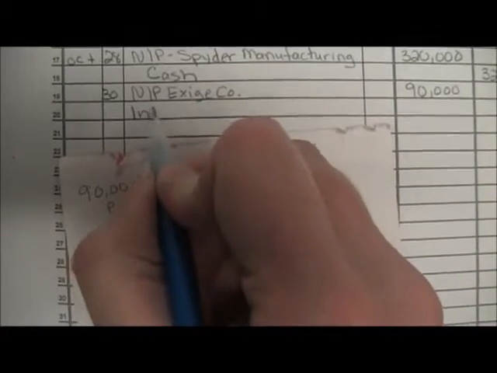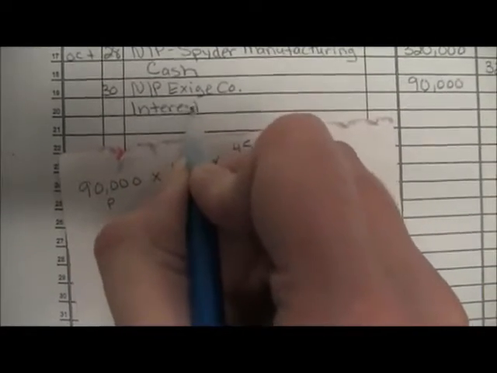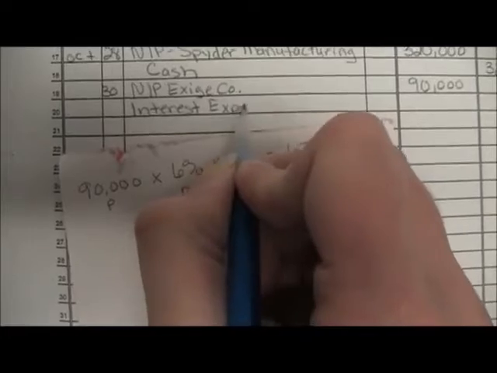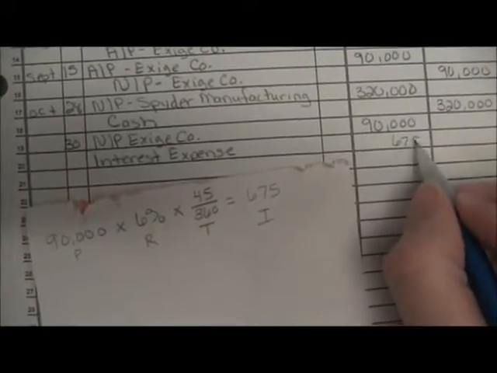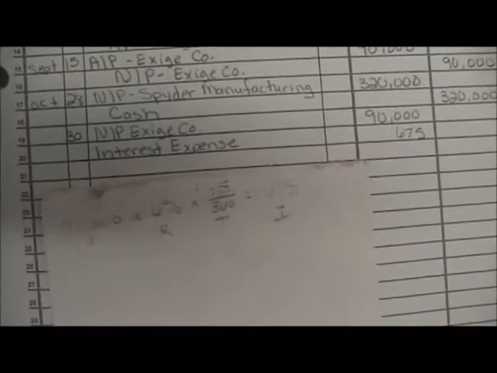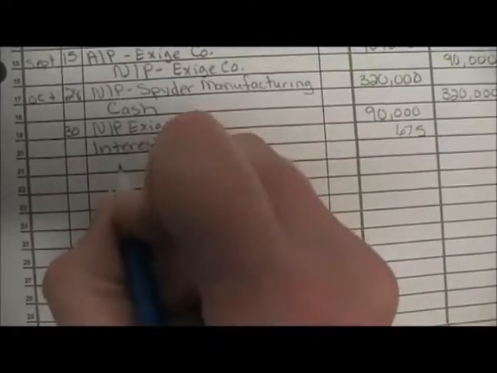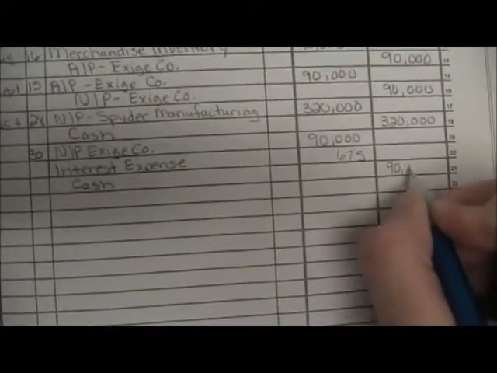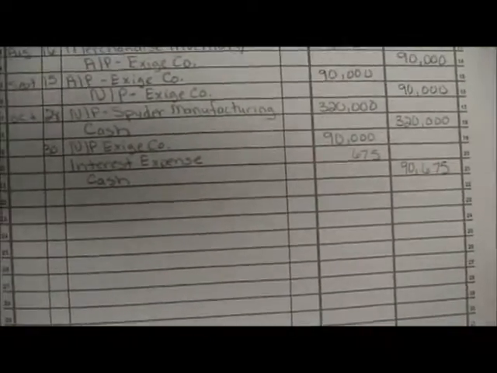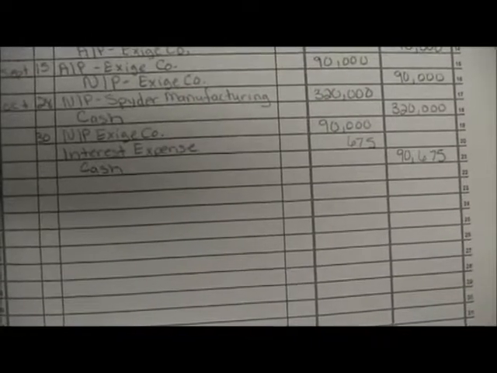So in our journal, we're going to debit interest expense for $675. Now we paid this off, so we're going to credit cash for $90,675. Remember, our debits always have to equal our credits.